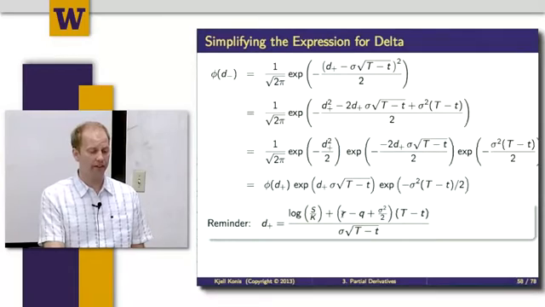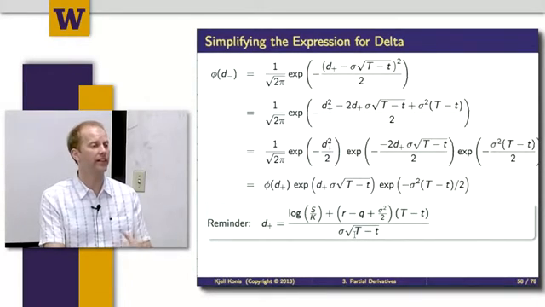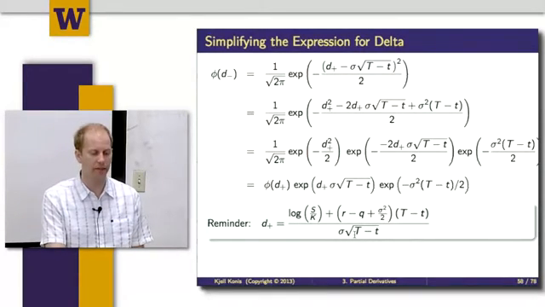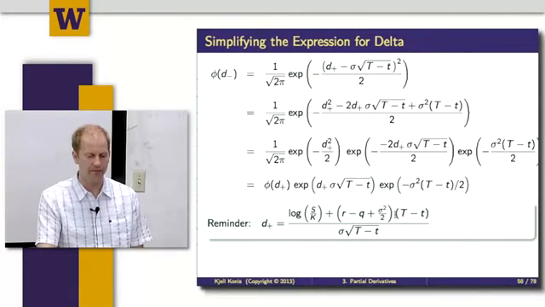And now, just a quick reminder of what d plus is equal to. What I have here is d plus times sigma square root of T minus t. And so all this sigma square root of T minus t is going to do is cancel out the sigma square root of T minus t in the denominator of d plus. So what I have is e to the numerator of the definition of d plus here. So I'll do that in the next line.